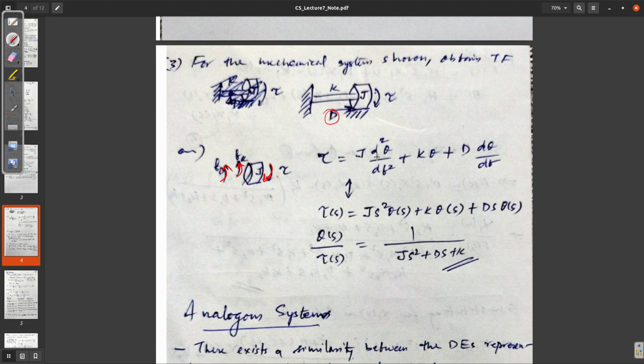So we have tau or T, whichever suits you, is equal to J into d squared theta by dt squared plus K. This rod is actually a torsional spring. Okay, K theta plus D d theta by dt. We have found the Laplace transform, and from that theta by tau.